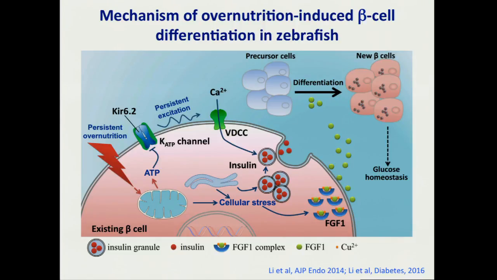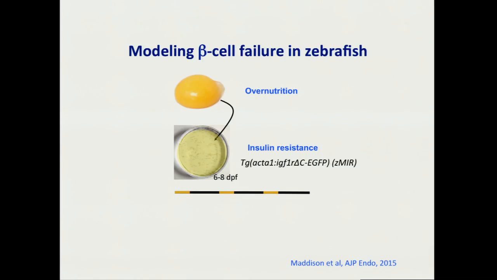The compensation part was easy to model, but we had a hard time trying to model the decompensation phase of this process. We found that we have to combine both a genetic predisposition and overnutrition to create the beta cell failure phase of the pathogenesis. We generated a transgenic line that expresses in the skeletal muscle a dominant-active insulin-like receptor 1 construct, which blocks both insulin and IGF-1 signaling in the muscle. These fish are muscle insulin resistant.